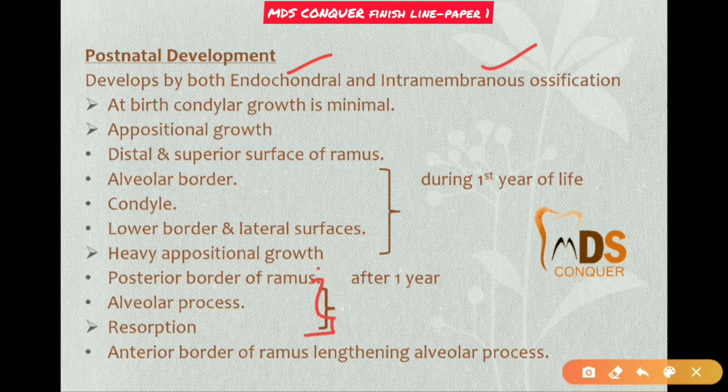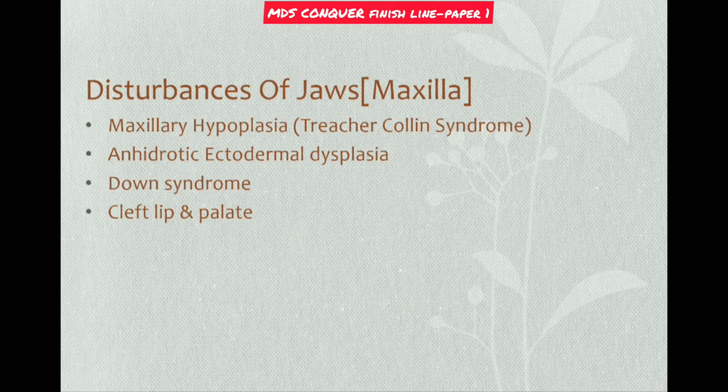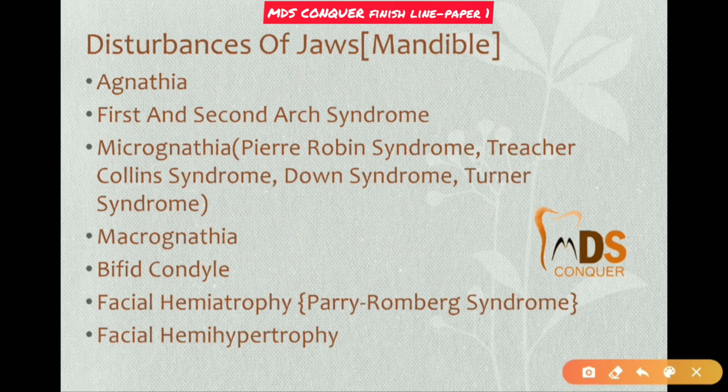The alveolar process and posterior border of the ramus will develop after 1 year, whereas the distal superior surface of the ramus, condyle, and lower border of the lateral surfaces will develop during the first year of life. Then disturbances of the jaws, that is maxilla, include maxillary hypoplasia, Treacher-Collins syndrome, anhidrotic ectodermal dysplasia, Down syndrome, and cleft lip and cleft palate. If you go with the disturbances of the jaw in the mandible, these are on the list of disturbances of the jaws of the mandible. Which is important here is the Pierre Robin syndrome.